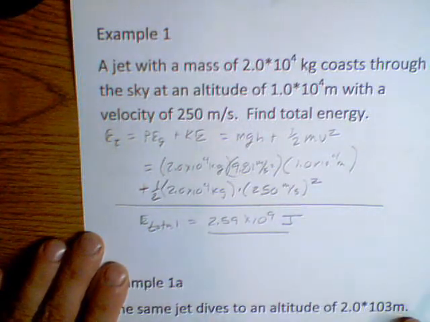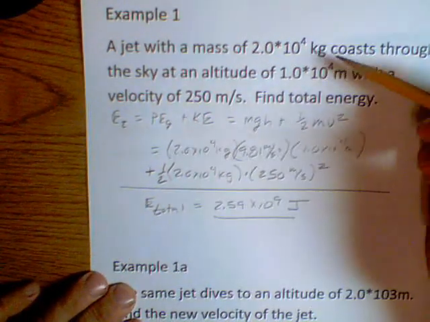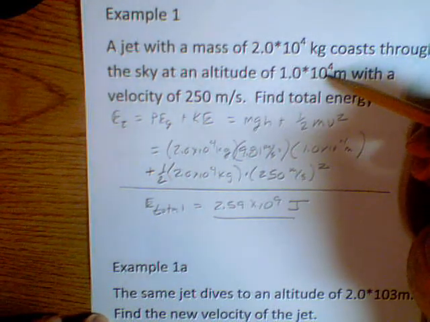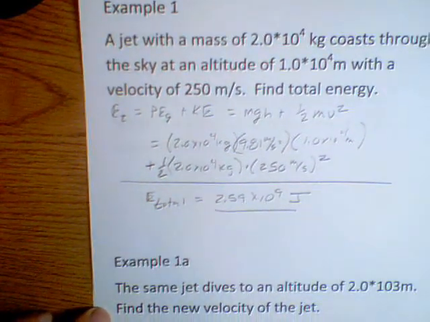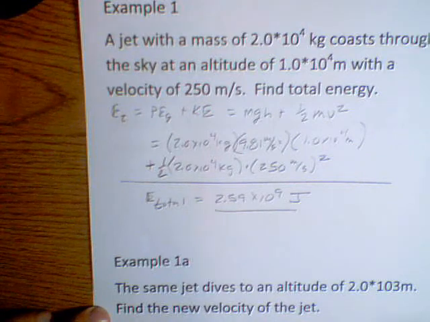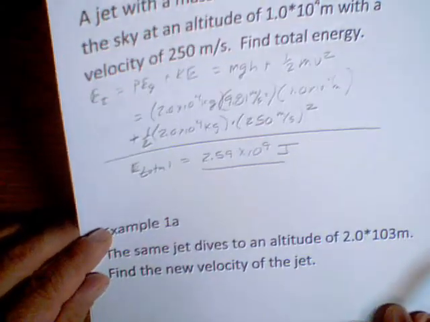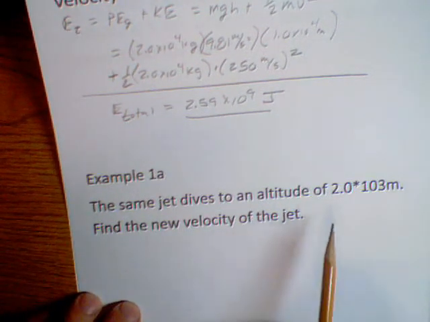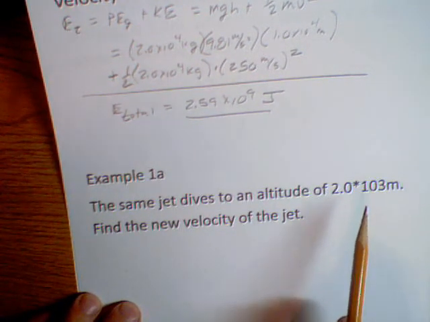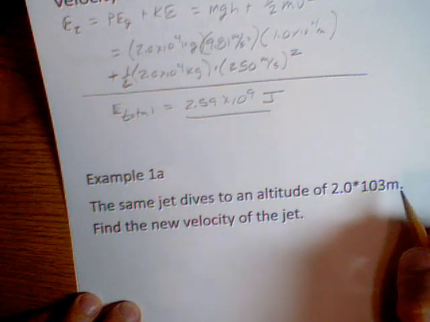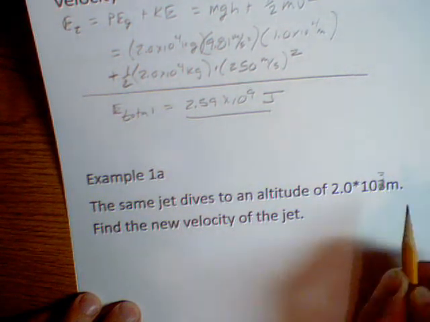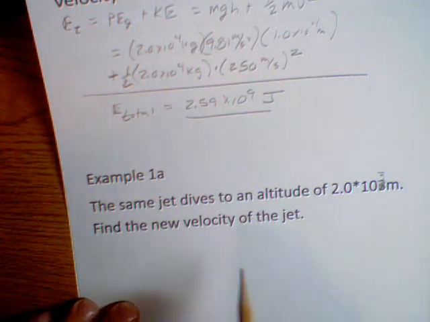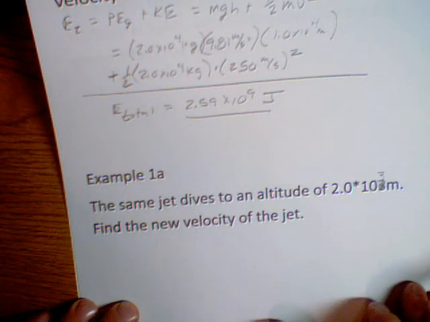A whole lot of energy, because we have a whole lot of mass and we have a whole lot of altitude. Alright? So all we did was just add those up together, total energy. Now, if that same jet dived to an altitude of 2.0 times 10 to the 3rd, that's 10 to the 3rd, I should have superscripted that, my apologies. Find the new velocity of the jet.